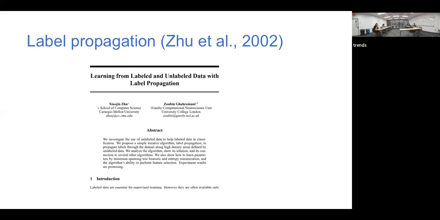In this paper, which was a very influential paper back then, they work on label propagation. They use unlabeled data to help labeled data in classification. It proposes a simple iterative algorithm, label propagation, to propagate labels through the dataset along dense areas defined by unlabeled data. Using unlabeled data together with labeled data is of both theoretical and practical interest.